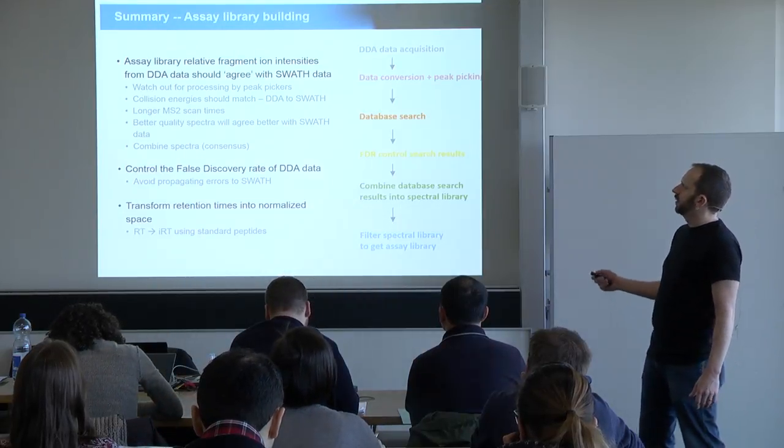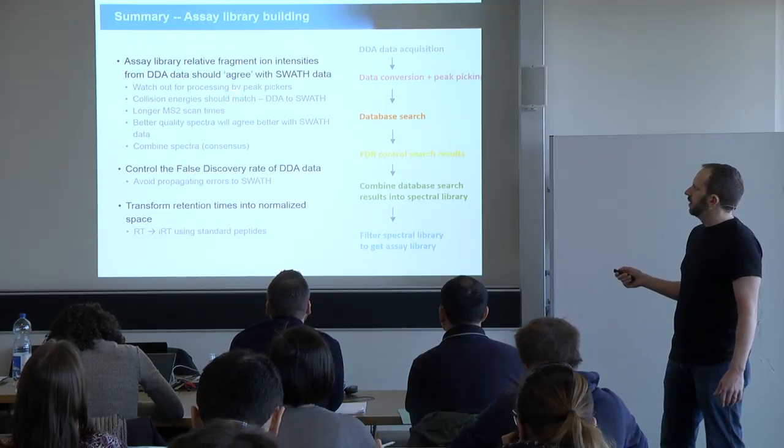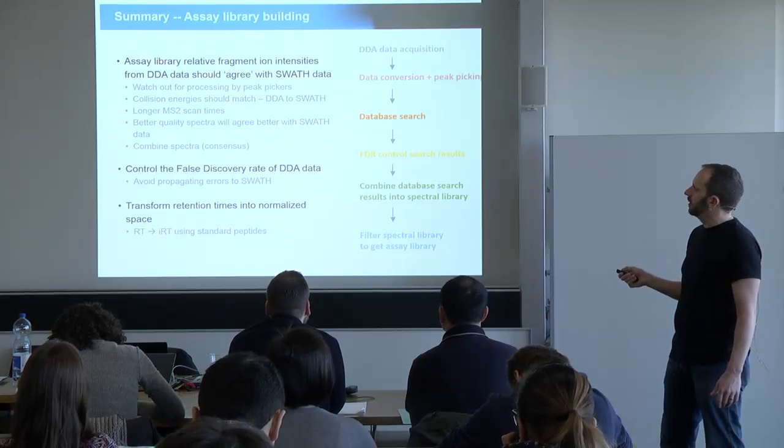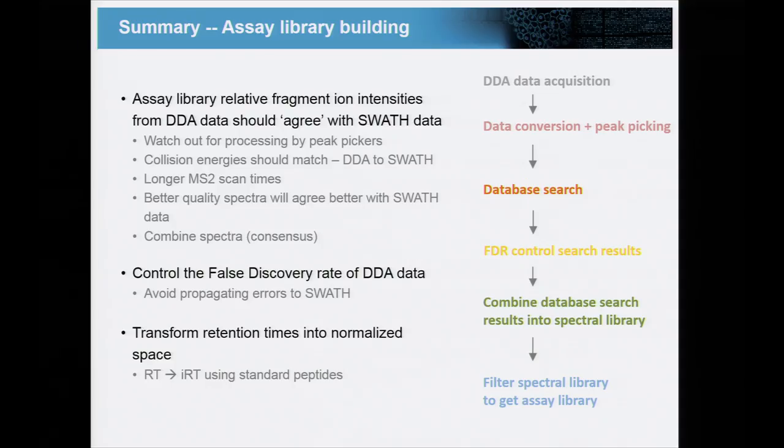By way of a summary, a few points that we think are important: the assay library relative fragment ion intensities from DDA should agree with the SWATH data as best you can, or the SRM data or whatever. So watch out for processing by peak pickers. It is good to match the collision energy from DDA to SWATH. We usually run a little bit longer MS2 scan times to get the signal to noise of these spectra up a little bit. Better quality spectra will agree better with the SWATH data.